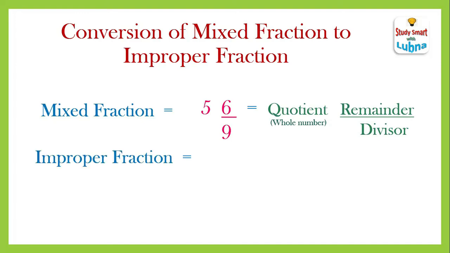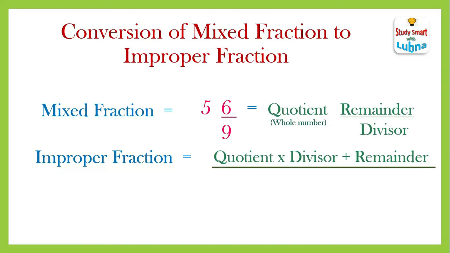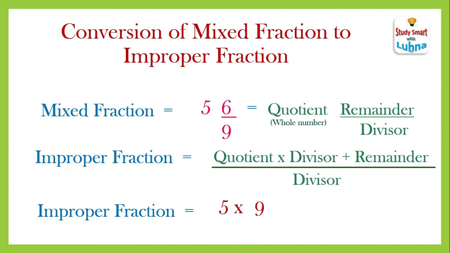So how can we convert this mixed fraction into improper fraction? We will use this formula, multiply quotient and divisor and then add remainder. And we divide the whole value by the divisor. So let's convert this mixed fraction into improper fraction. As we know that quotient is 5, divisor is 9 and remainder is 6. So we'll multiply quotient and divisor, 5 multiplied by 9, and we will add remainder which is 6. Now divide the whole value by the divisor which is 9 here.